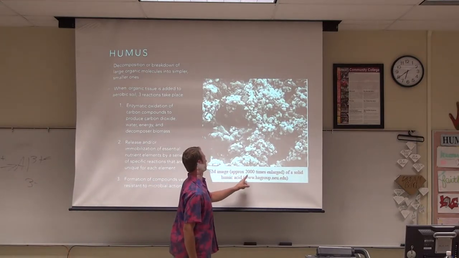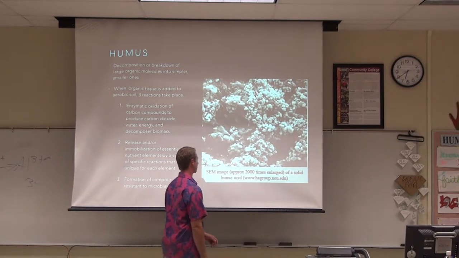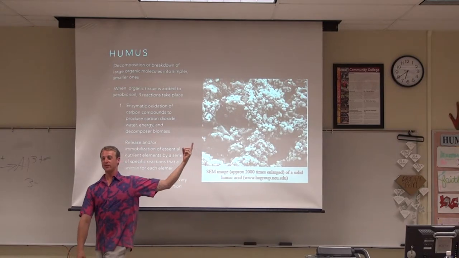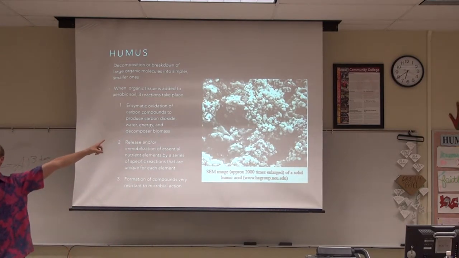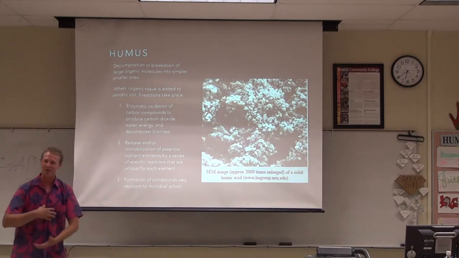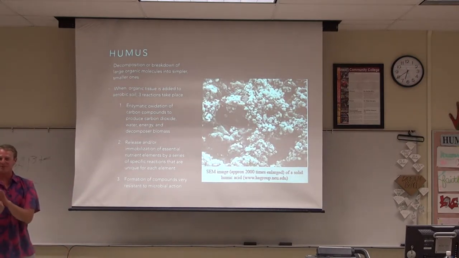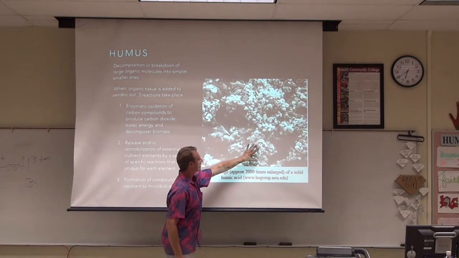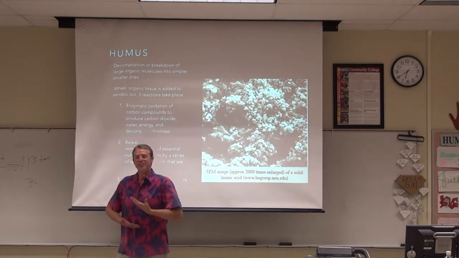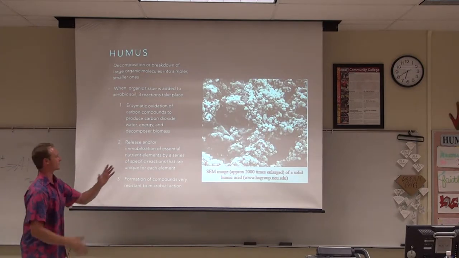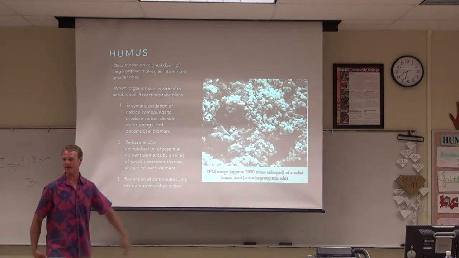SEM image, probably 2,000 times magnification of a solid humic acid. Surface area, right? A little different than the clays. Clays are sheeting, convoluted areas. These literally have more of an organic kind of look to them. Rounded, weathered, chemically changed. Lots of pits and valleys. Lots of surface area, but just a different kind than the clays. The clays are going to be sheeting, and this almost looks like coral or something like that.